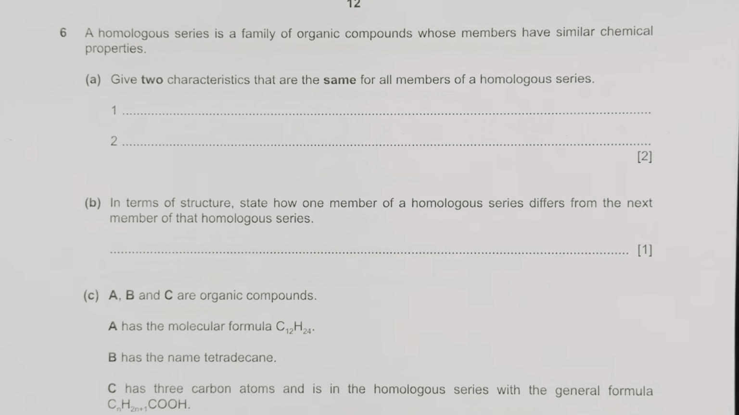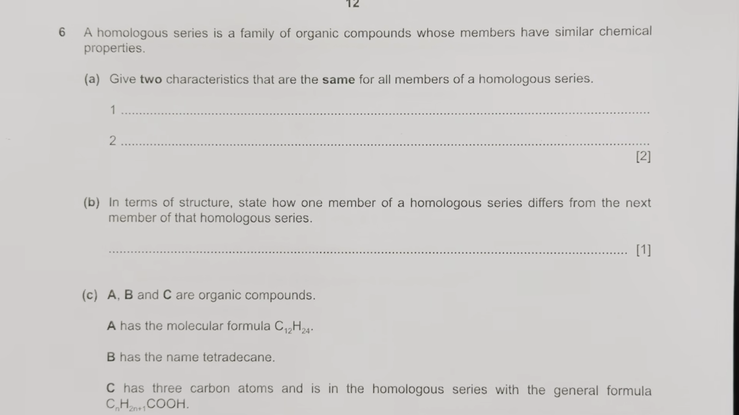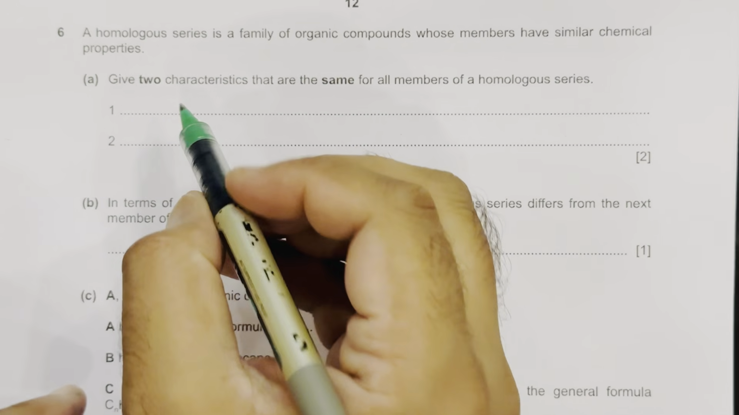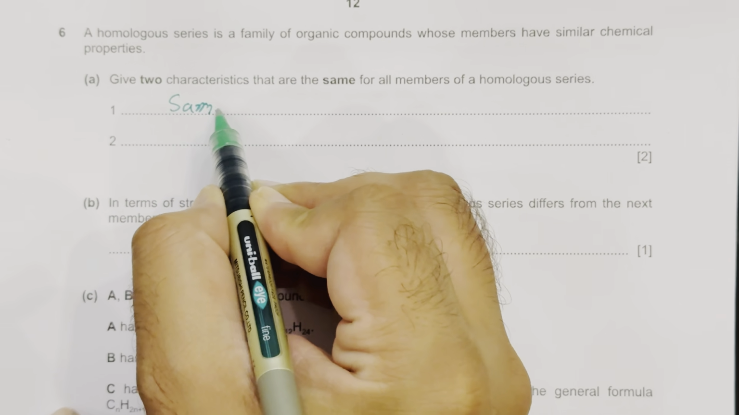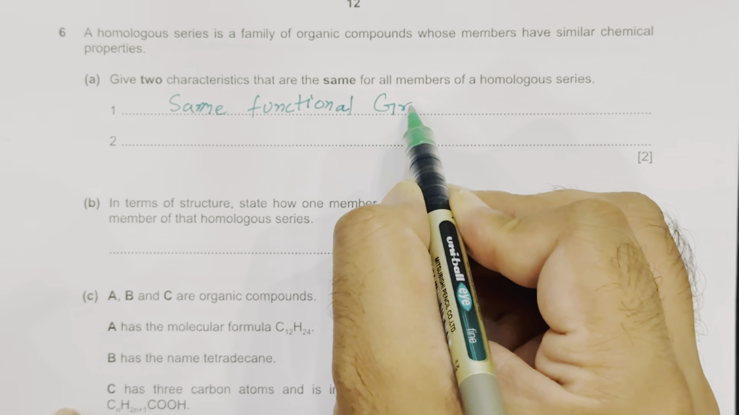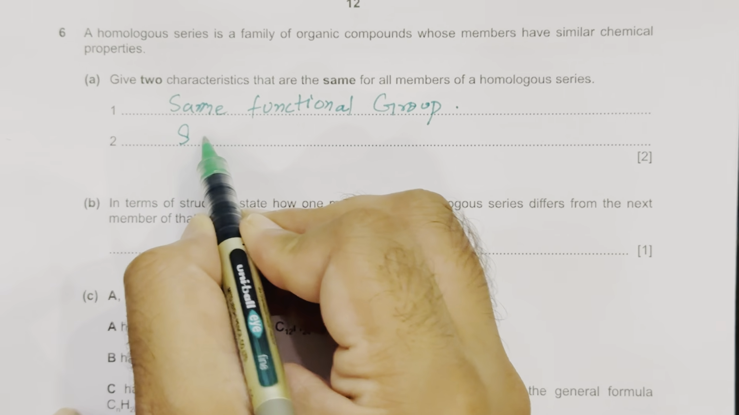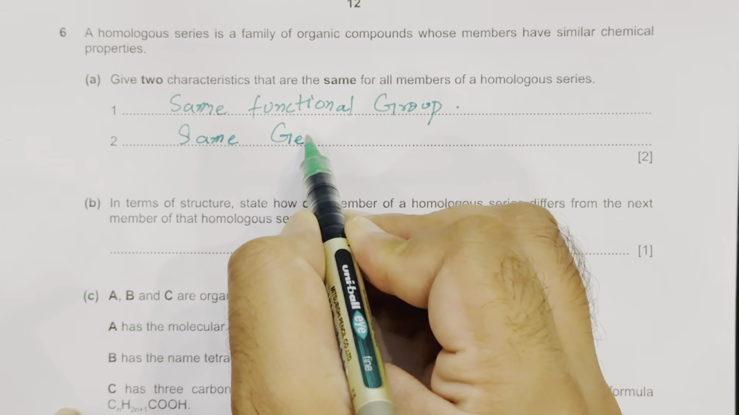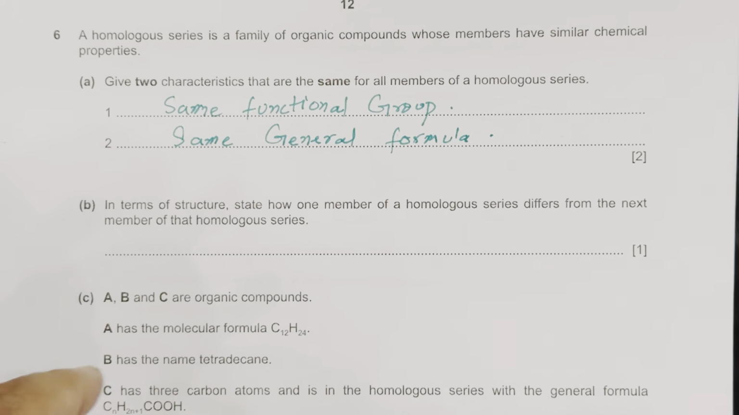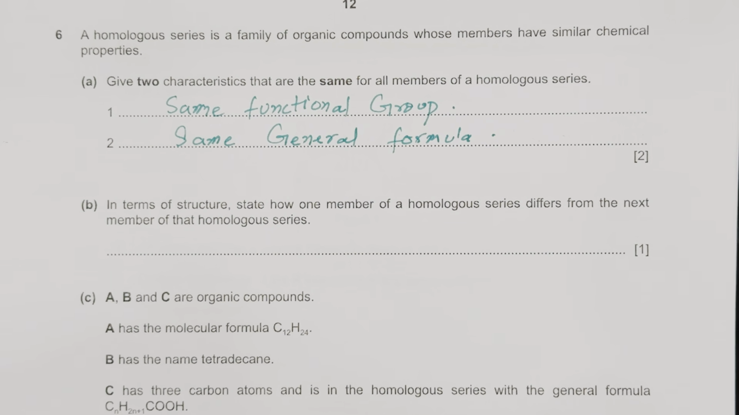A homologous series is formed of organic compounds whose members have similar chemical properties. Give 2 characteristics that are the same for all: they have the same functional group, same general formula, same chemical properties. You can write same chemical properties as well. Now in terms of structure, state how one member of a homologous series differs from the next member of the homologous series.